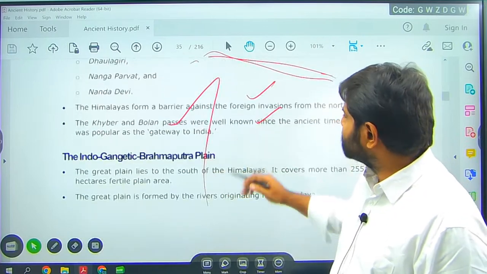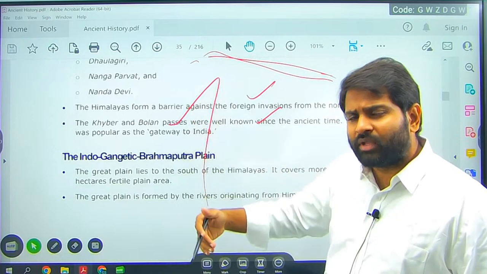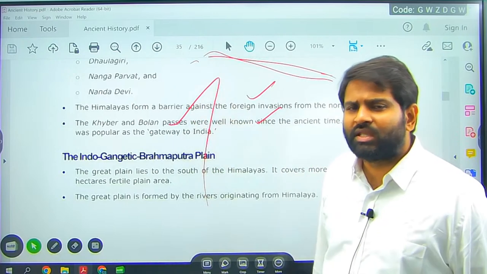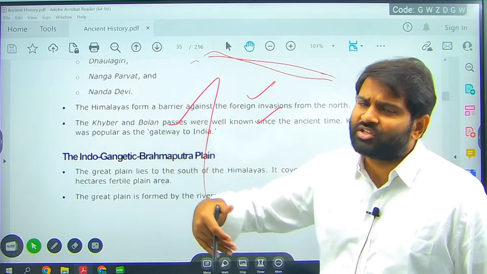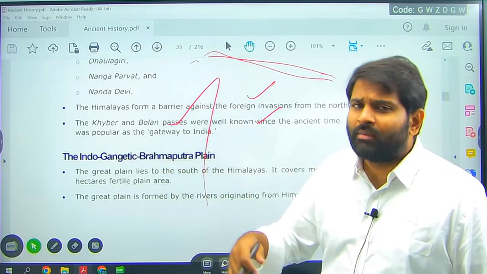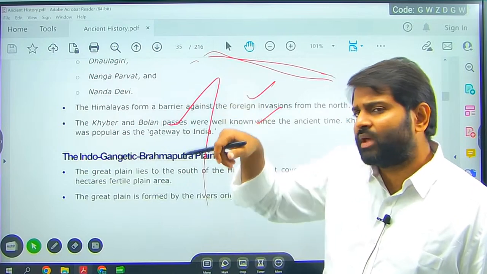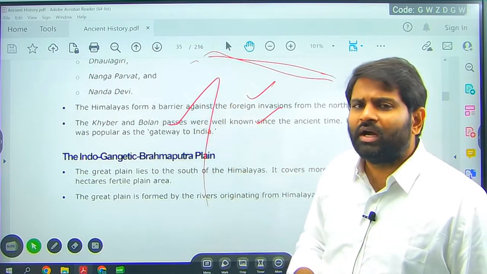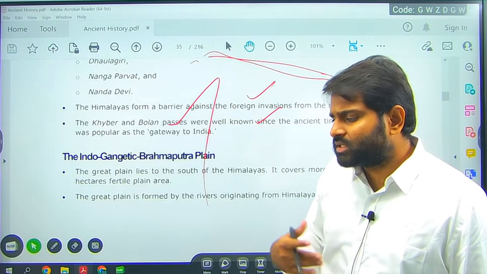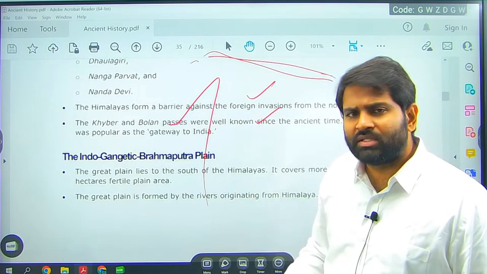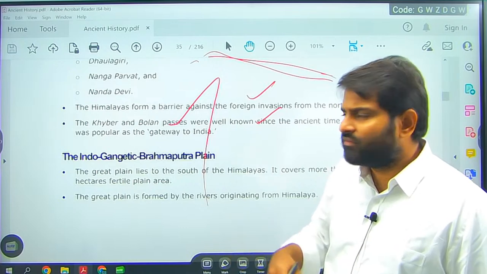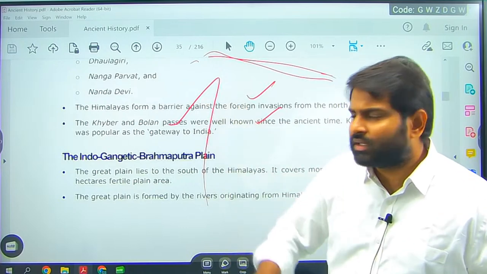The Himalayas are a barrier against foreign invasions from the north. So this is the place where it is protecting us from invasions. But in the northwestern regions, where we have the Sulaiman ranges and Pamir Plateaus, this is where people came into India. You can talk about the Greeks, Scythians, Parthians, Indo-Parthians, as I said. All these people came through foreign invasions to India through that particular area.